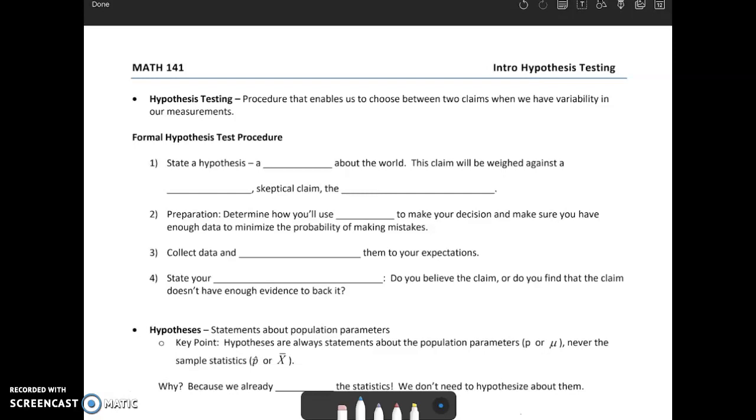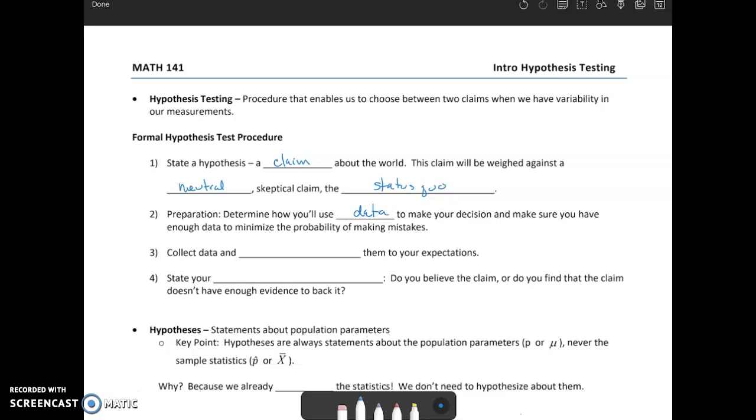The basic 4 steps of a hypothesis testing procedure start with stating a hypothesis, a claim about the world, and then this claim will be weighed against a neutral, skeptical claim or the status quo. Then you determine how you're going to use data to make your decision, and you make sure that you have enough data to minimize the probability of making mistakes.